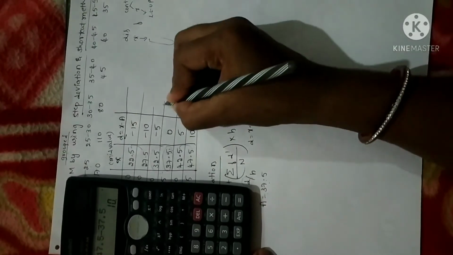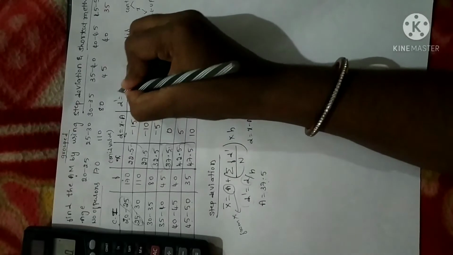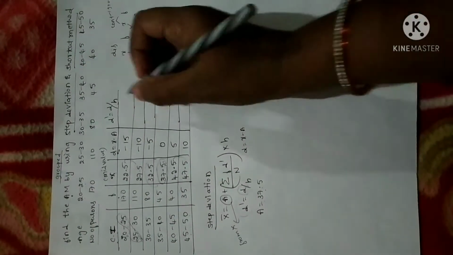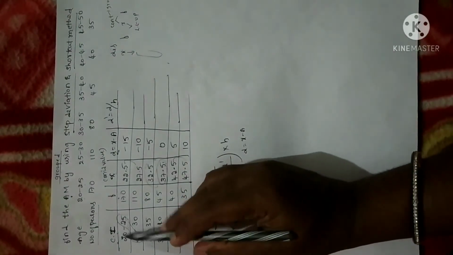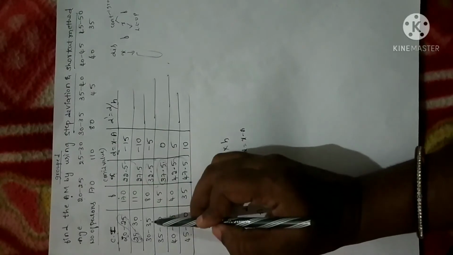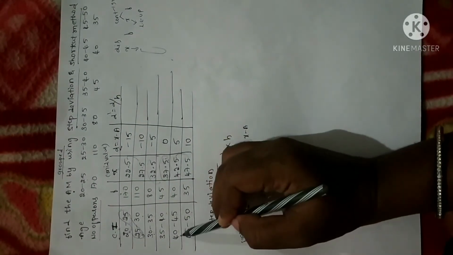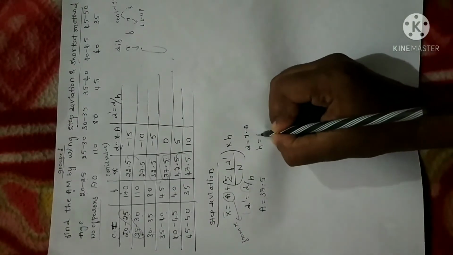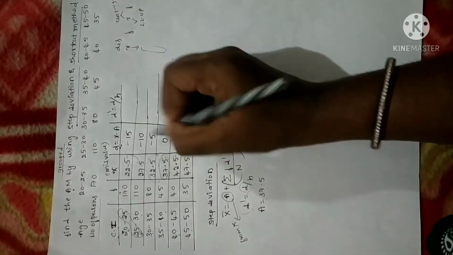But what else is required is D dash, right? So D dash is given by D divided by H, where H is the common difference, or I can say difference of the class interval. Now look at the difference. 30 minus 25, 5, 35 minus 30, 5, 40 minus 35, 5, 45 minus 40, 5. So all the class intervals have equal difference. So let me take H as 5.